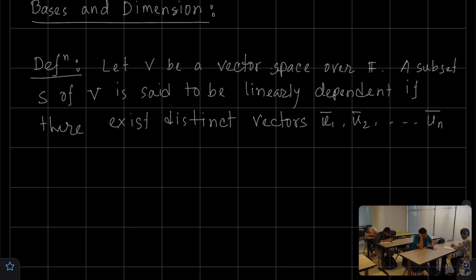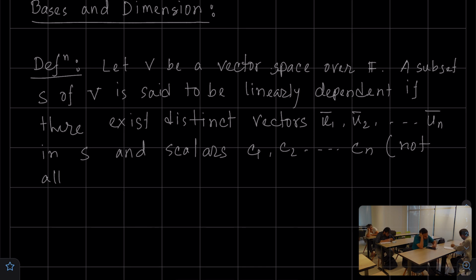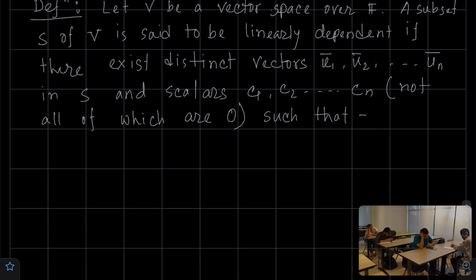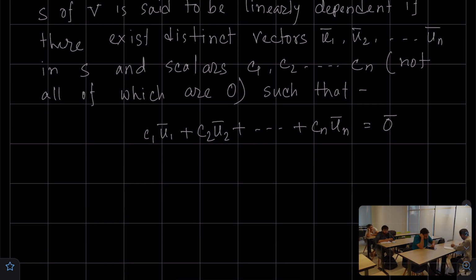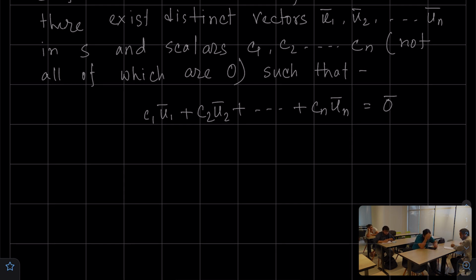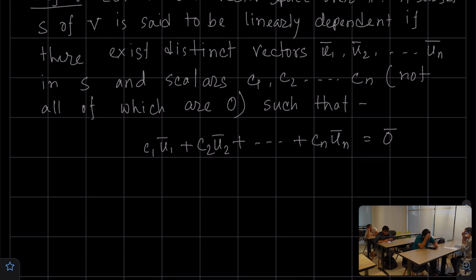u1 vector, u2 vector, and un vector in S, and scalars c1, c2, cn, not all of which are 0, such that c1 u1 plus c2 u2 plus cn un is equal to 0. So this is the definition of the linear dependence.